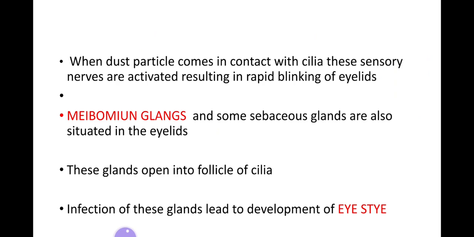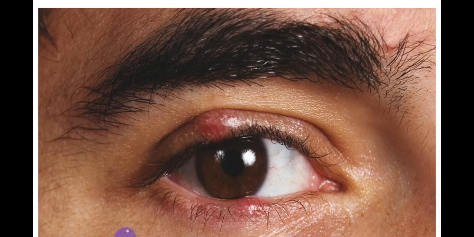What are the functions of these plexus? Actually, when dust particles come in contact with the cilia, the nerves are activated and it results in the rapid blinking of the eyelids. Meibomian glands and sebaceous glands are also situated in the eyelids. These glands open into the follicle of cilia. Infection of these glands leads to the development of the condition known as the stye.